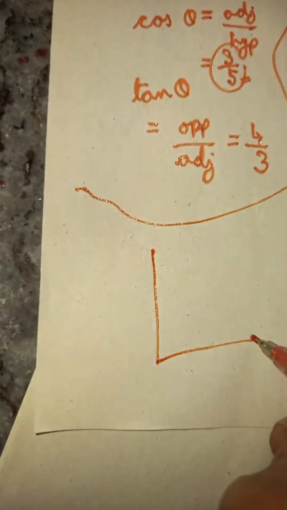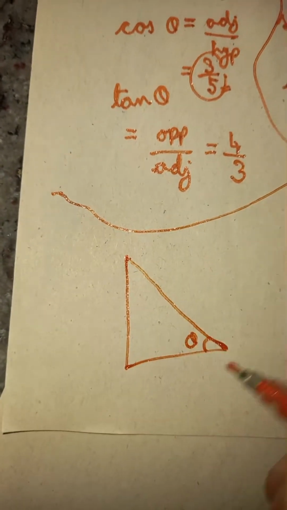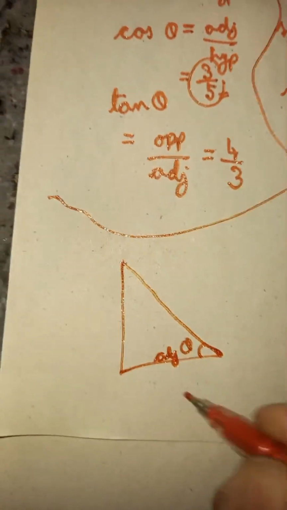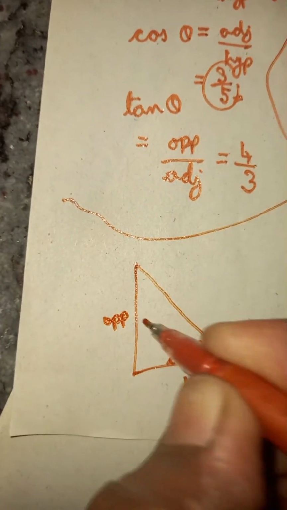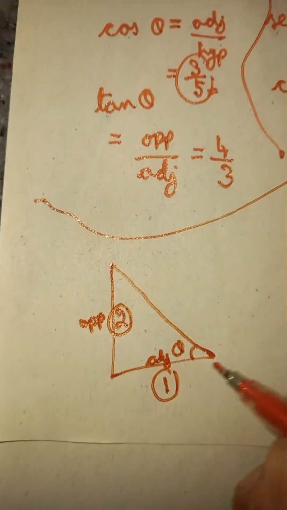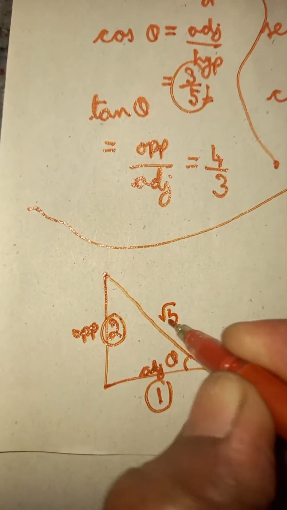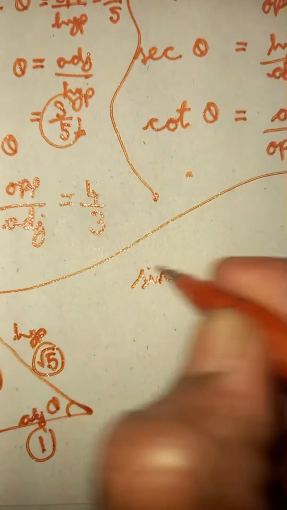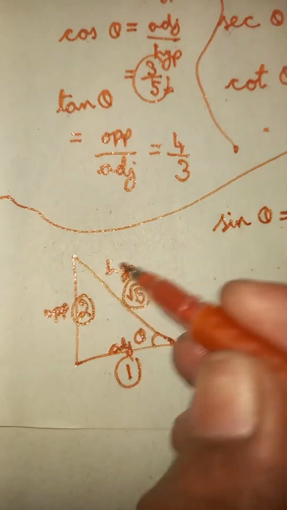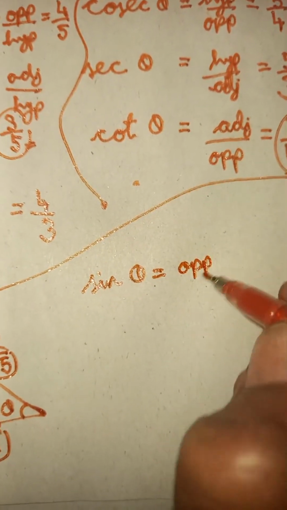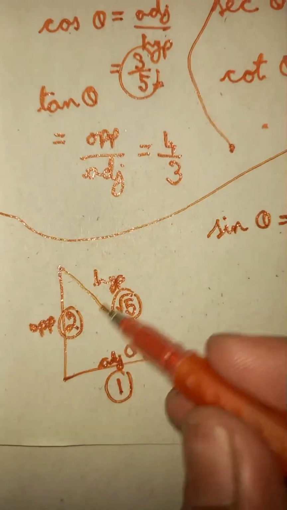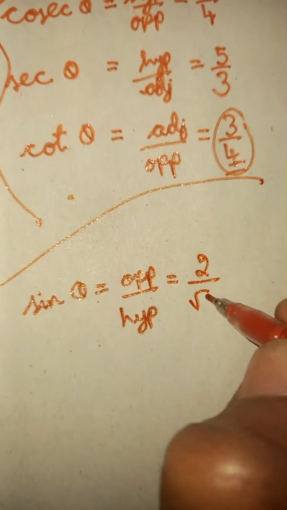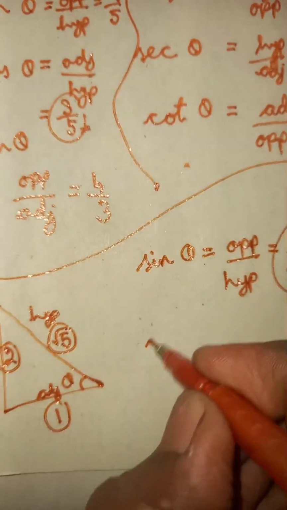After writing this triangle here again, this is angle theta, this is adjacent, adjacent is 1 unit, opposite is 2 units, and hypotenuse is root 5 units. Now let's find out sine theta. Sine of theta means opposite by hypotenuse. Opposite is 2 and hypotenuse is root 5, so it is 2 by root 5.